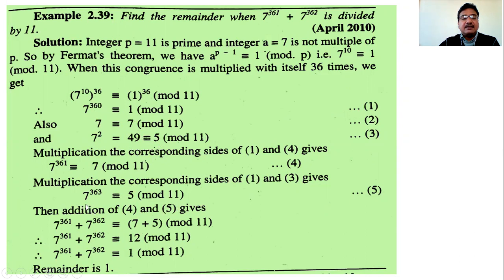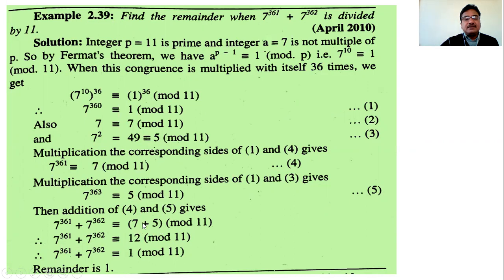And then, we know the theorem that if a is congruent to b modulo n and c is congruent to d modulo n, then a plus c is congruent to b plus d modulo n. So we have this by using this theorem.